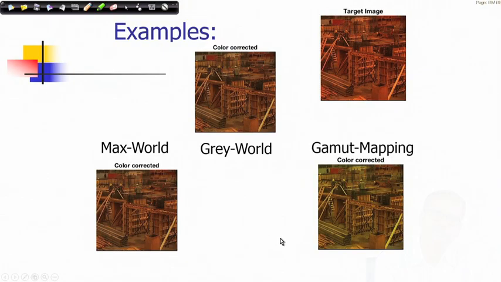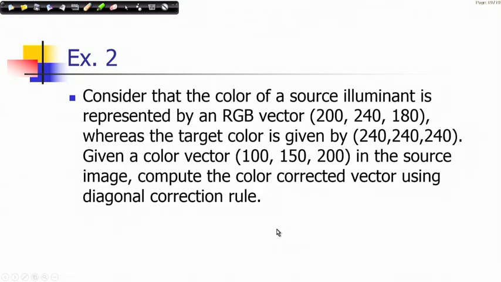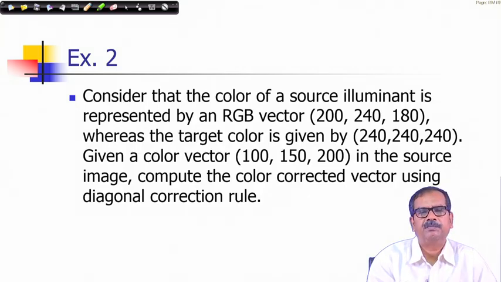I have not described gamut mapping in detail. You can go through some of the papers. In our course, we will be considering simple approaches of estimating colors using, say, the gray world assumption, max world assumption, etc. Let me solve a problem just to show you how color correction can be performed using source illumination and target illumination. Then we can understand the computational steps better.